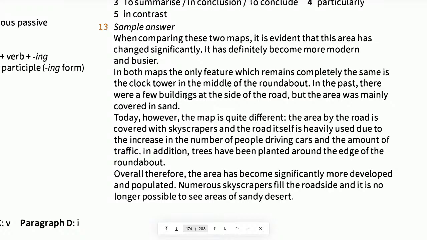Now, that is the first part. In the past, there were a few buildings at the side of the road. Do we have any other verb here in that sentence? But the area was mainly covered in sand. Which one? Was. Yes. We have two clauses here, right? They say there were a few buildings at the side of the road, and also they say but the area was mainly covered in sand. Now you can underline was and then covered, guys. Was and covered. Underline both of them.